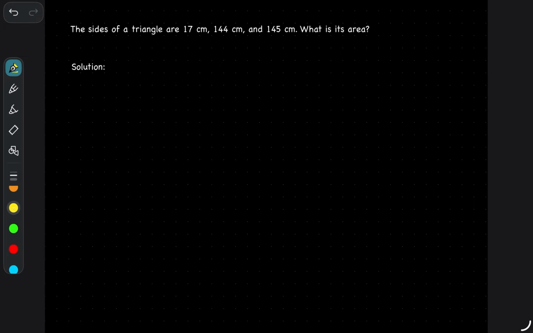The sides of a triangle are 17 centimeters, 144 centimeters, and 145 centimeters. What is its area? Before we start, I suggest you try this one first on your own. Okay, good. So let's begin.